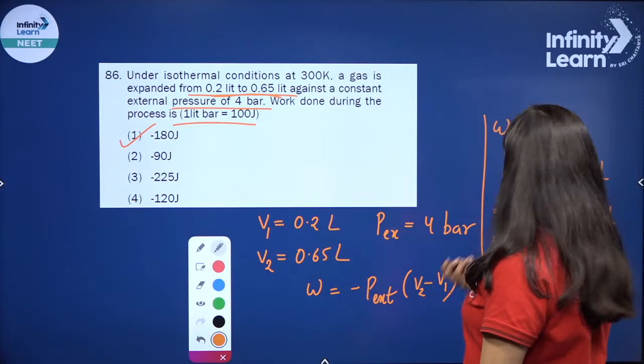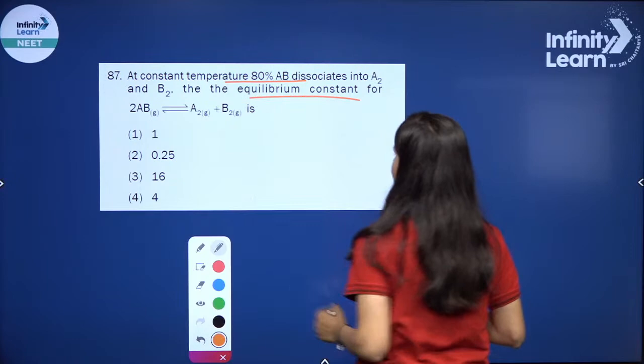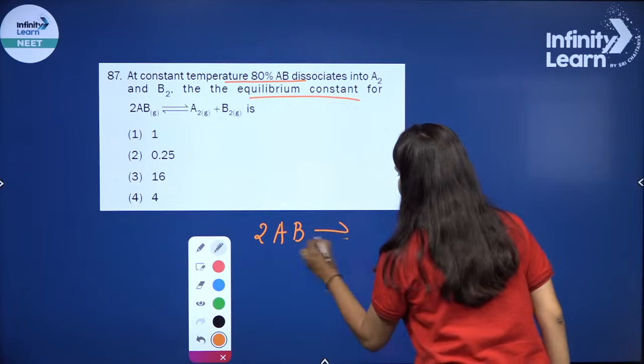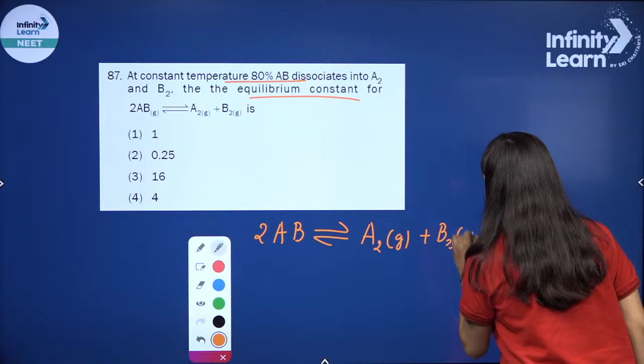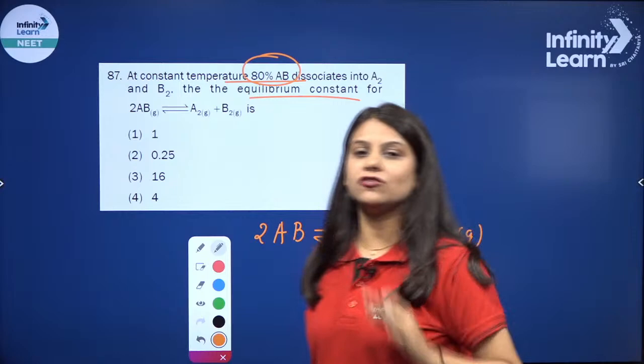At constant temperature, 80% AB dissociates into A2 and B2, the equilibrium constant we need to find. So this is the reaction which is given to us. 2AB gives us A2 gas plus B2 gas. Now what is happening? 80% of dissociation is taking place. They are telling us that 80% of the reaction is complete.